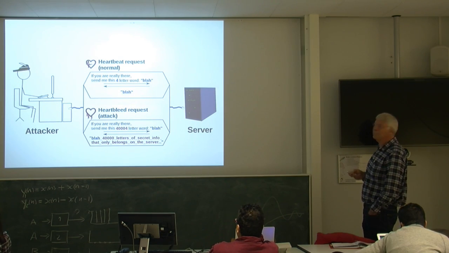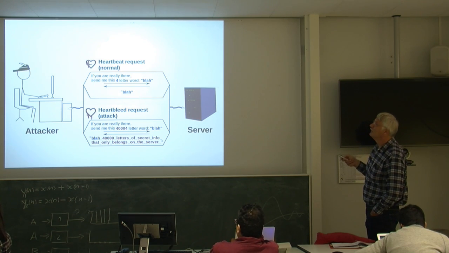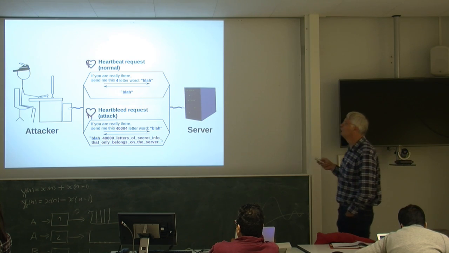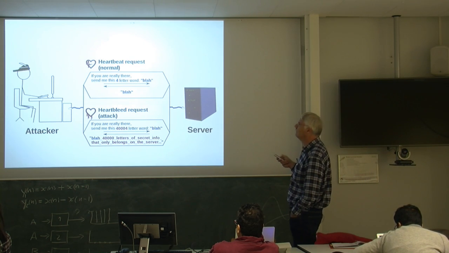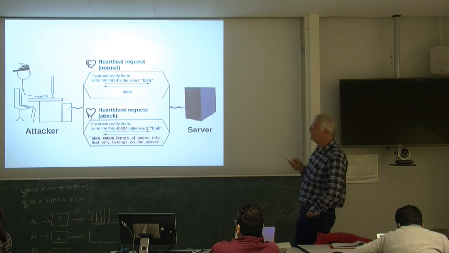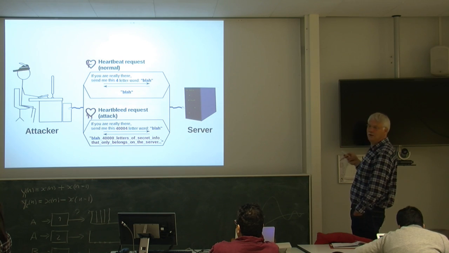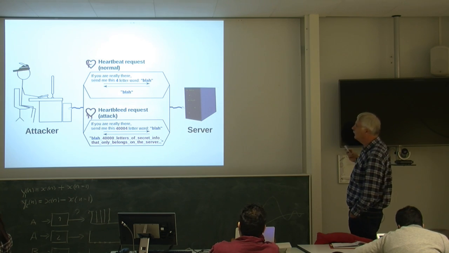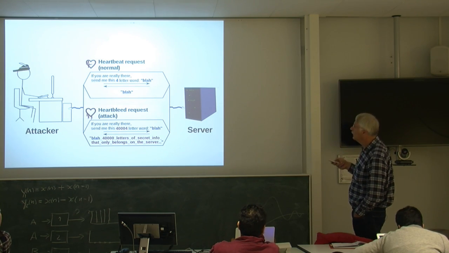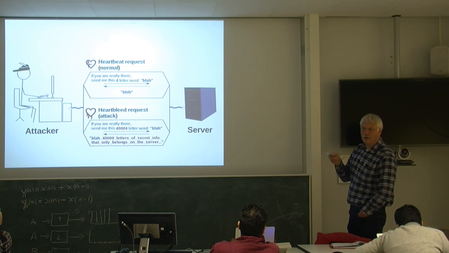You have an attacker and the normal case, and in TLS 1.1, I'm not sure exactly where they introduced the heartbeat request, maybe it was even 1.2. It was a kind of keep-alive message. Once in a while you sent a message, hey, are you still up? And if you're still up, I send you a few octets and you send them back to me.